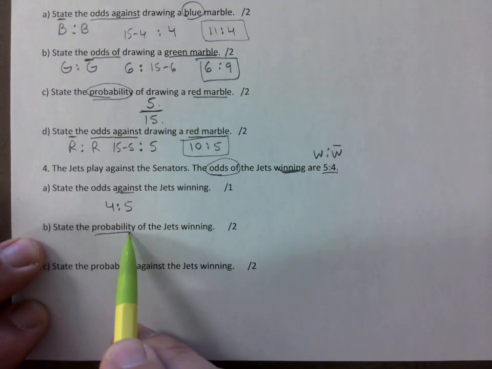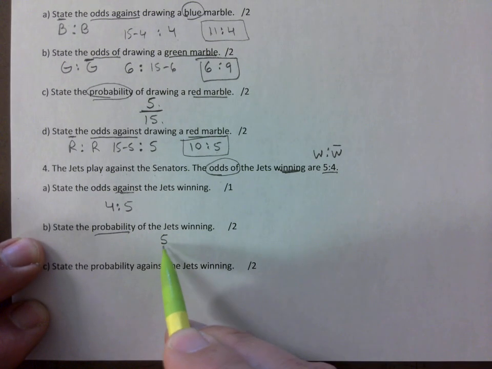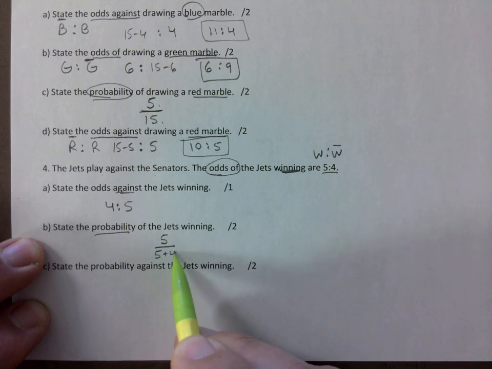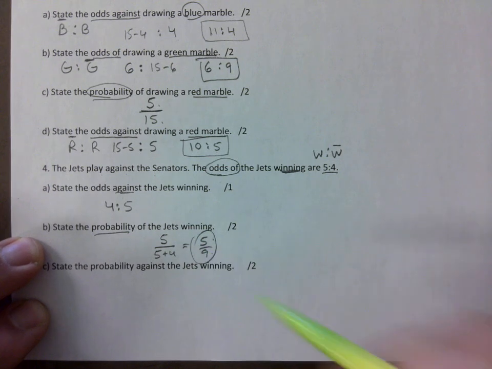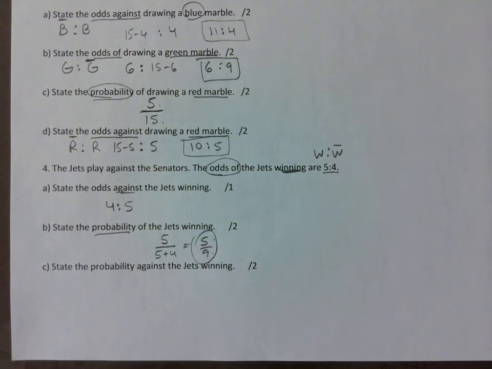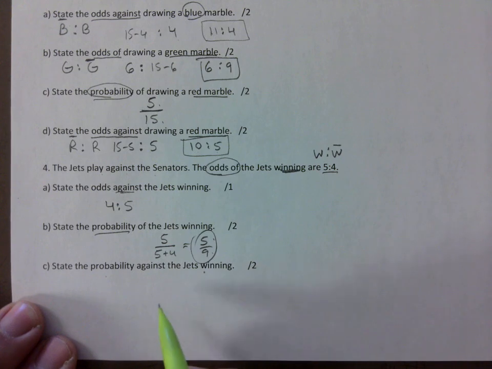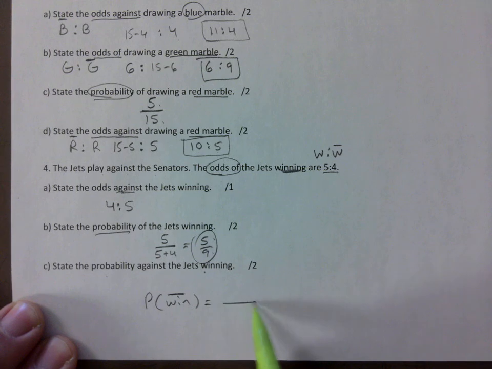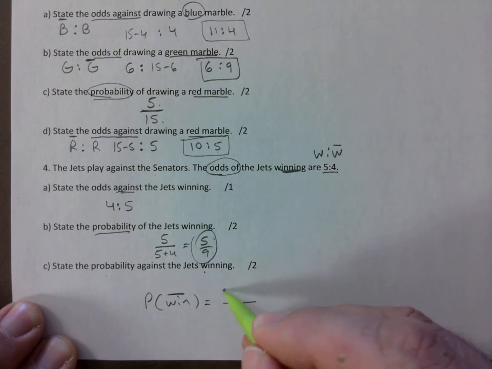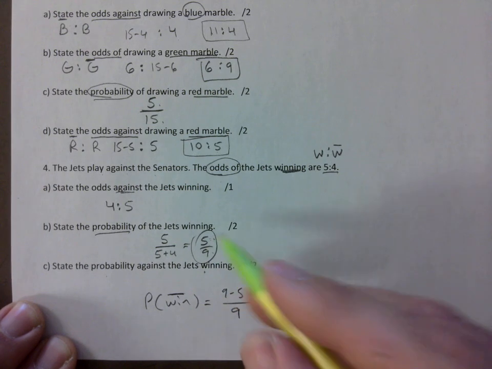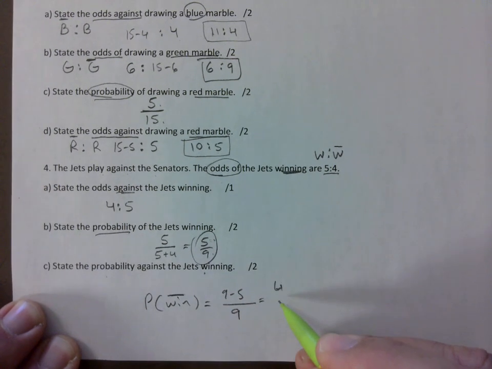State the probability of the Jets winning. So that'd be 5 over 5 plus 4. So that'd be 5 over 9. So 1 mark for each correct entry. State the probability against the Jets winning. So basically probability of not winning. I can do this, right? Proper notation. Still going to be out of 9, but in this case it's going to be 4. Or you can go 9 minus 5, right? 5 represents the wins. So that's 4 over 9.